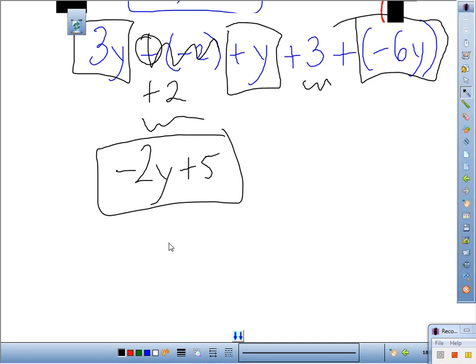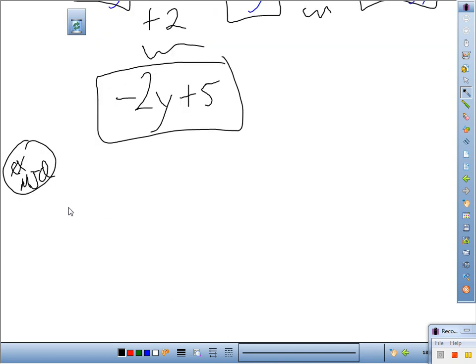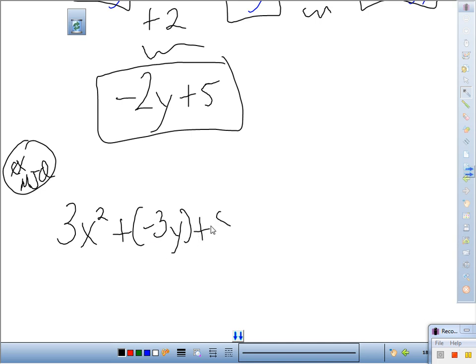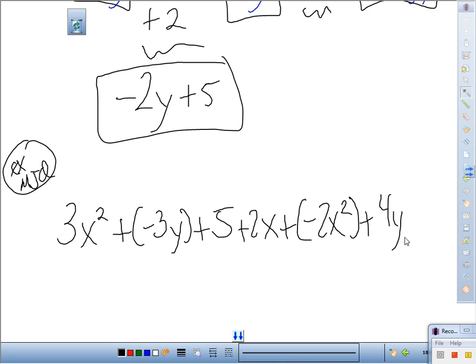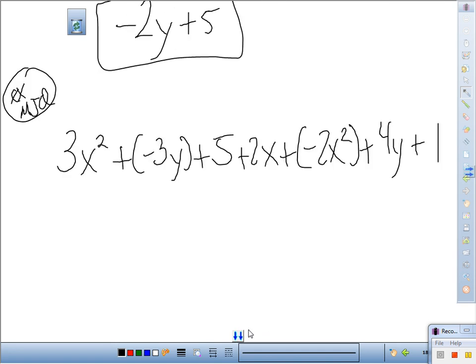All right, let's crank it up a notch. Here we go. Example MJQ. Here we go. 3x to the second plus negative 3y plus 5 plus 2x plus negative 2x squared plus 4y plus 1. Nice.